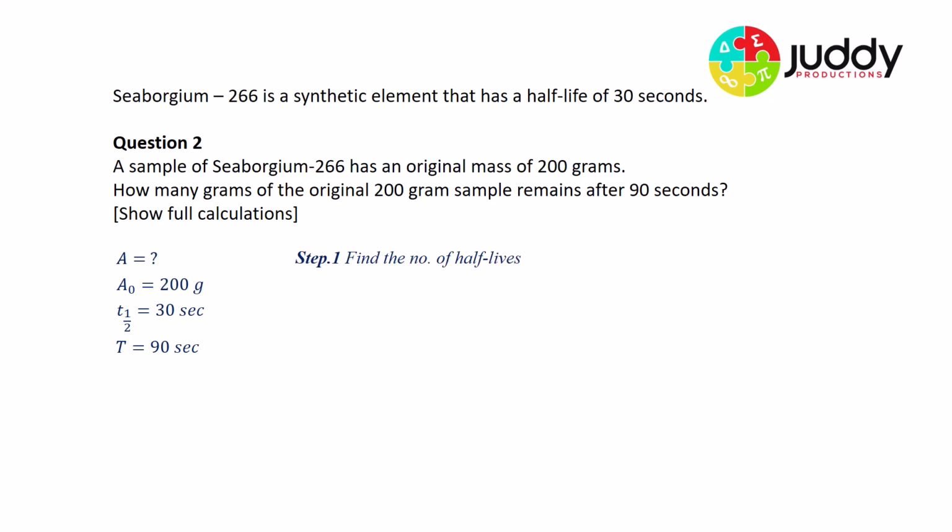So first of all, let's work out the number of half-lives we're dealing with. So the number of half-lives represents the time in total divided by the time of a single half-life. So 90 seconds divided by 30 represents 3 half-lives.